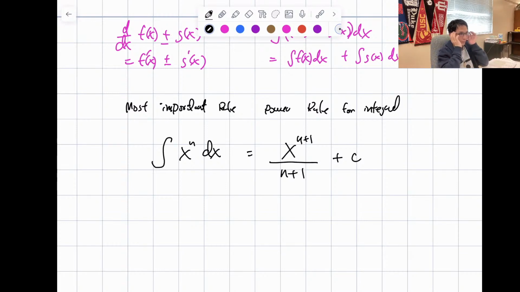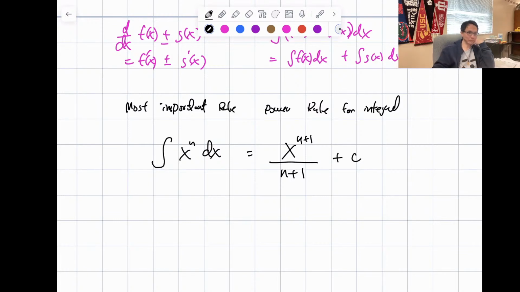That's literally what I said. Imagine that you take a derivative of that. The n plus 1 is going to come down and cancel out the n plus 1, and then that n plus 1 is going to subtract 1, and it's going to give you n. So just think about reverse thinking. This is the power rule of the integral.